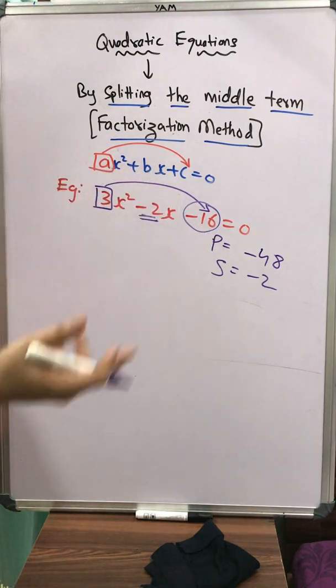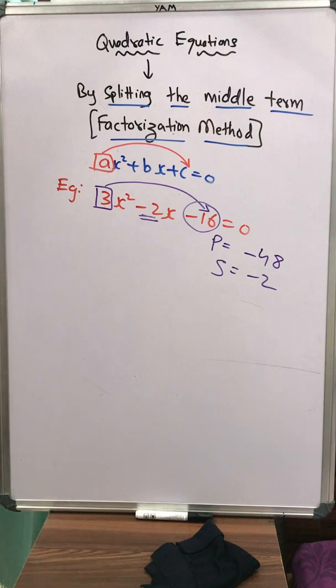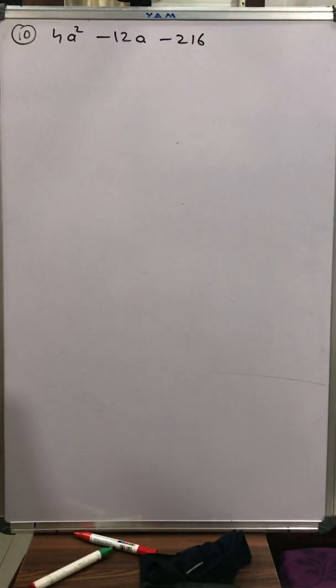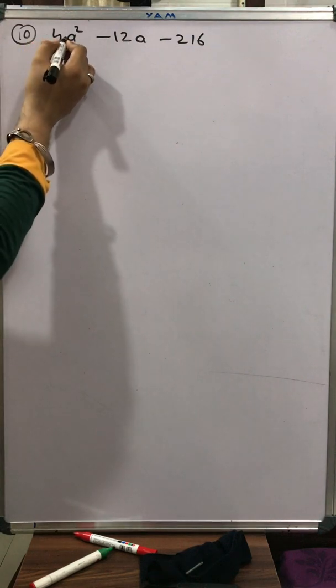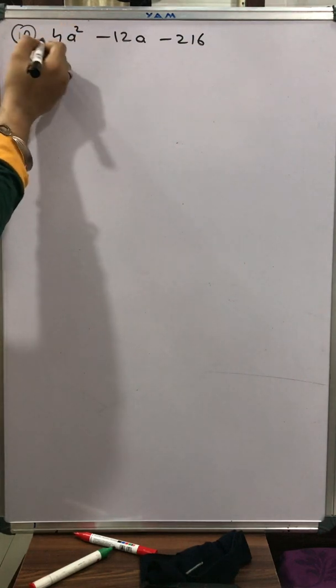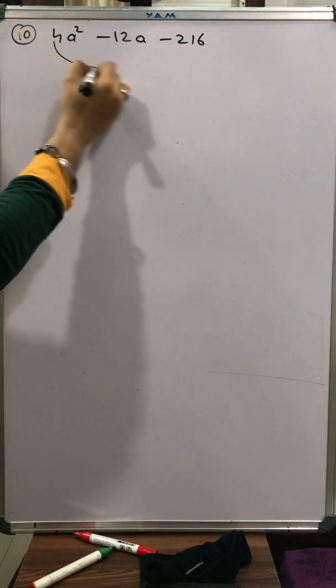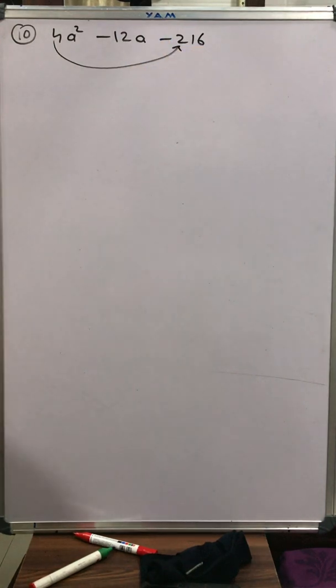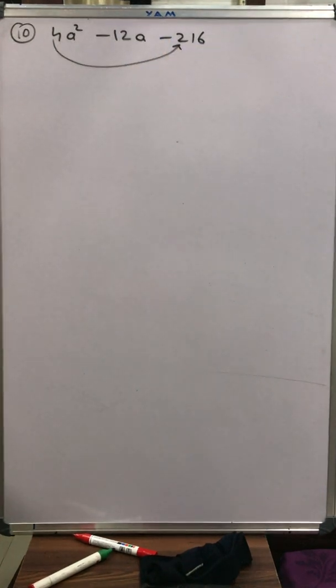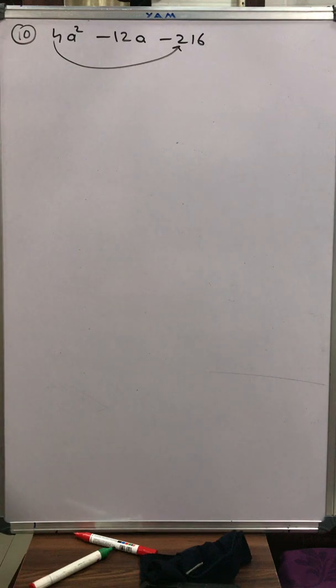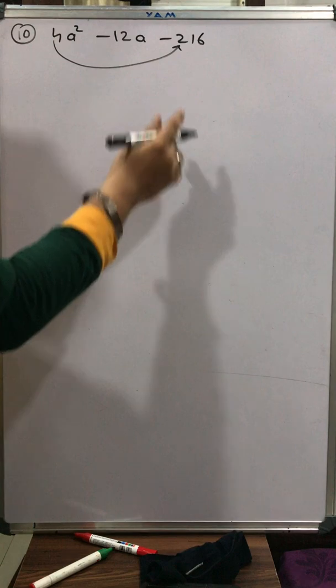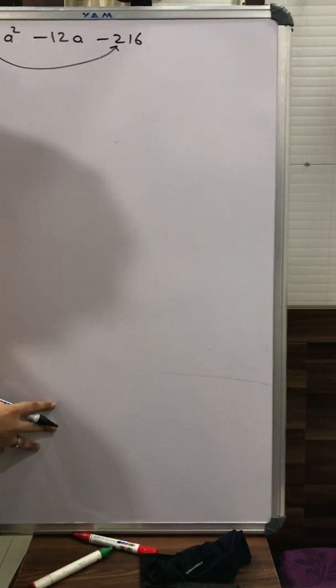So students, let's see the question on the board. 4a square minus 12a minus 216. Once again, as you can see, the square term has a number other than 1. So this 4 will be multiplied with minus 216. So now let's multiply this 4 with minus 216.